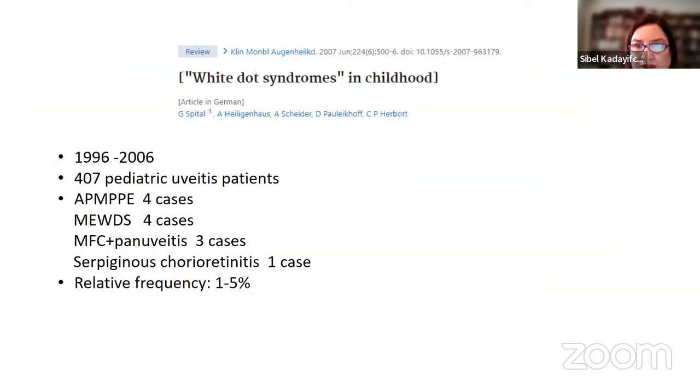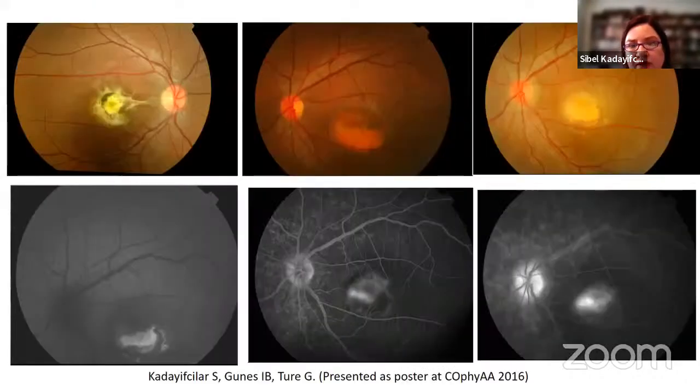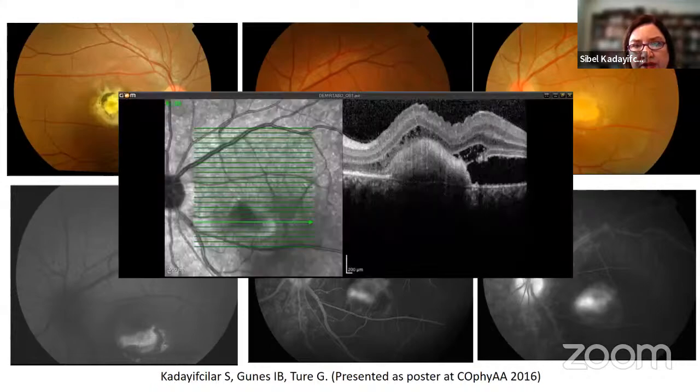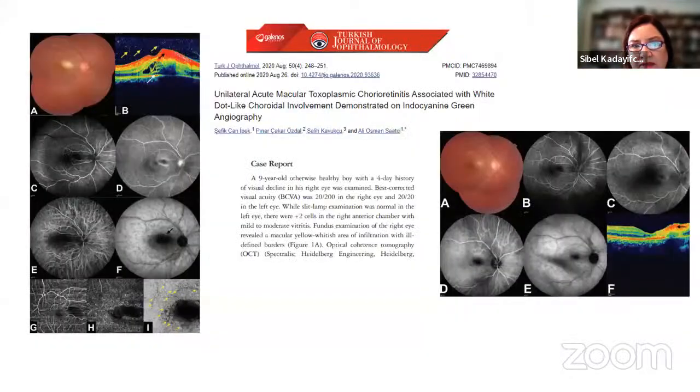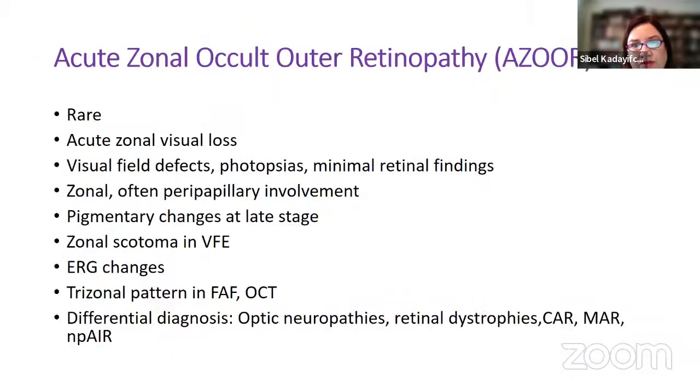White dot syndromes are very rare. White dots are very rare in children. We may see this typical case, but nowadays it's mentioned as MEWDS-like reaction after retinal insults. We may see them in this disease or in toxoplasmosis.